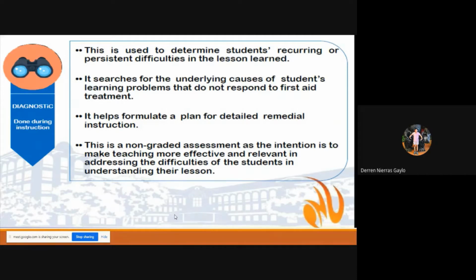I know there are times that you will be confused which of placement, formative, and diagnostic is the correct answer. But later on in our sample LET type questions, you will understand why this one is the answer and why the other one is not the answer.